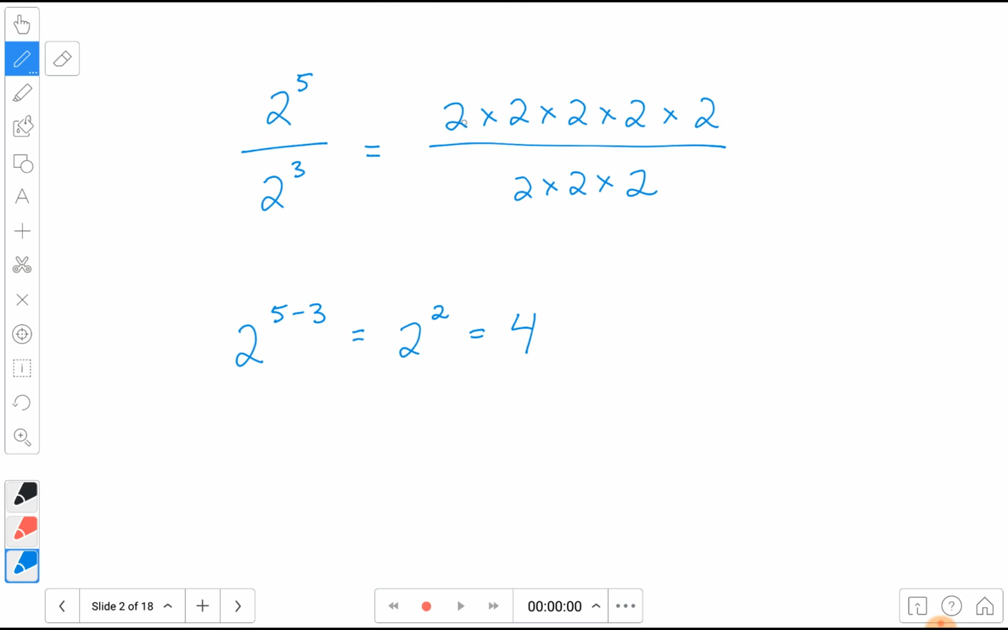So let's check it here. 2 times 2 is 4, times 2 is 8, times 2 is 16, times 2 is 32. So in the numerator we have 32. On the bottom we have 2 times 2 is 4, times 2 is 8. So we have 32 divided by 8, and 32 divided by 8 is in fact 4. So when we're taking powers and dividing one by the other, and they have the same base, we'll subtract the exponents to get the solution.